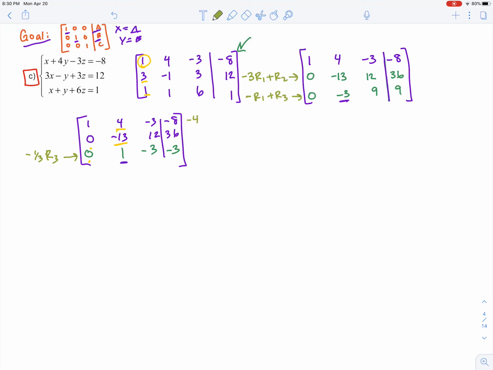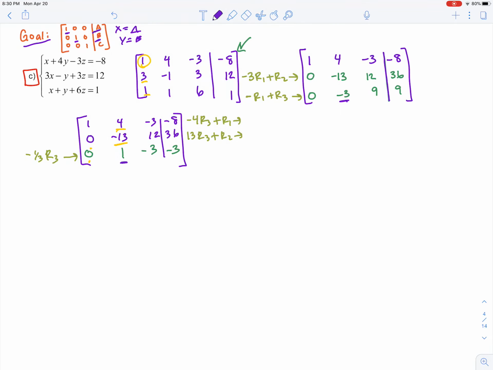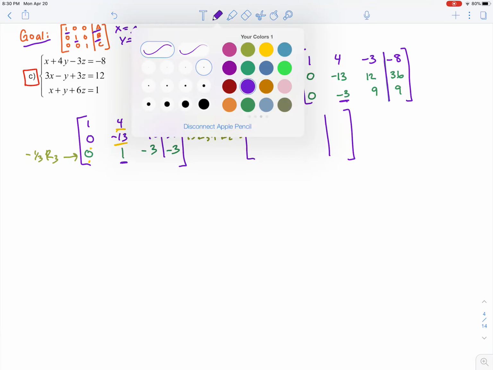So I'm going to do -4 row 3 plus row 1 up here. I'm going to do 13 row 3 plus row 2. So this is very much elimination. You can do a lot at once when you're using matrices. Okay, so I'm not changing row 3 at all. So I'm replacing row 1 with -4 row 3 plus our row 1.